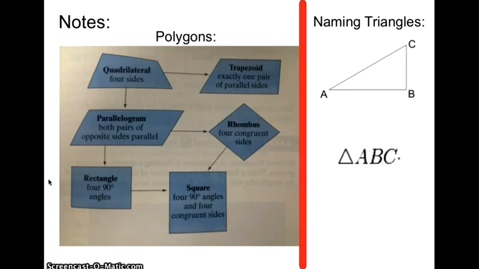And lastly, the square. The square has four right angles and four congruent sides. So the square can be a square. It can also be a rhombus. It can also be a rectangle. It can also be a parallelogram. It can also be a quadrilateral. So the farther away you go from quadrilateral, the more specific you are. If you backtrack along these arrows, you're everything that you hit along the way. So a square can be a rhombus, a parallelogram, a quadrilateral. A trapezoid cannot be any of these things because it's up here by itself.